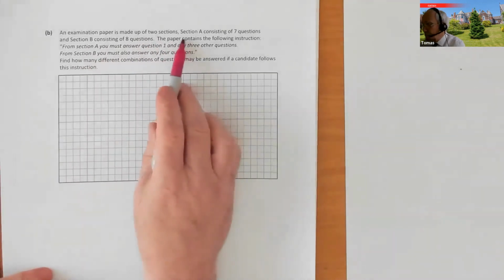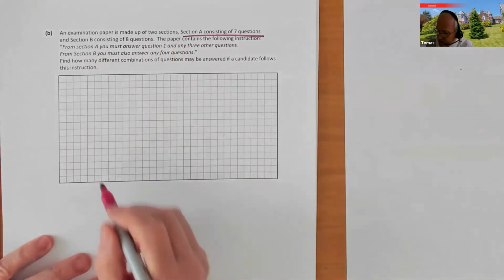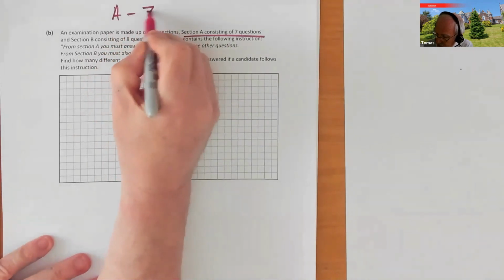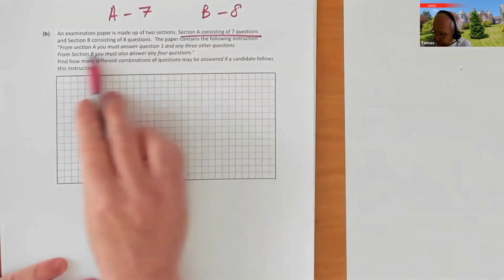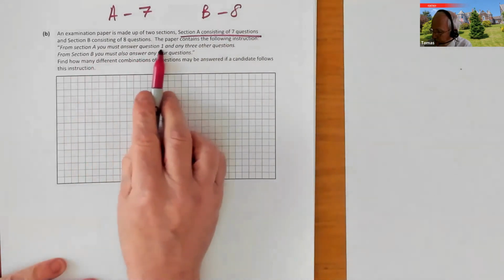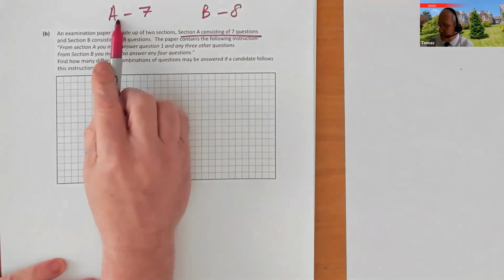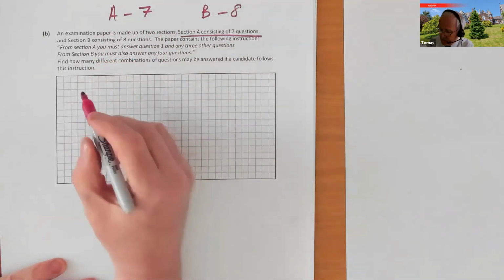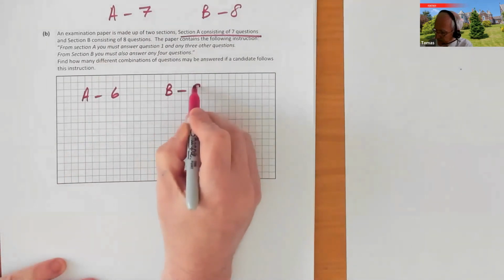An examination paper is made up of 2 sections. Section A has 7 questions and B has 8 questions. The paper contains the following instruction. From section A, you must answer question 1 and any 3 others. Well, if you have to answer question 1, it's certain. There's only 6 left. So A has 6 left and B has 8 left.